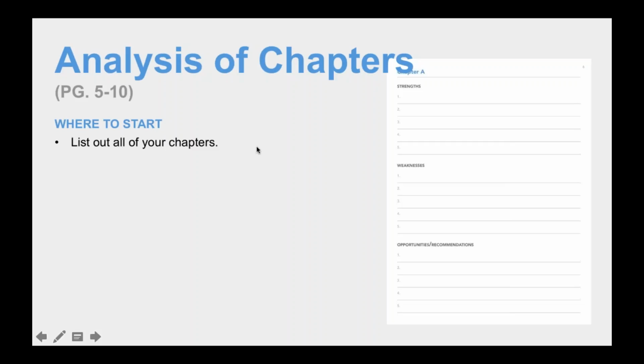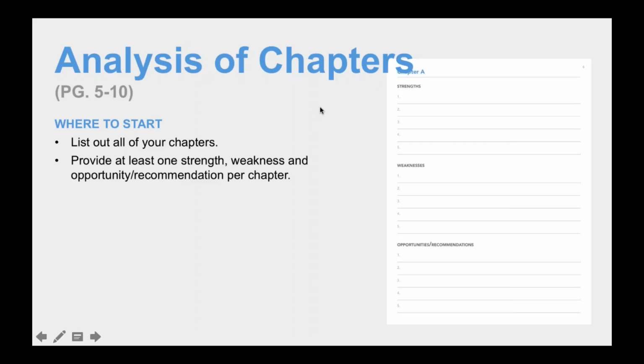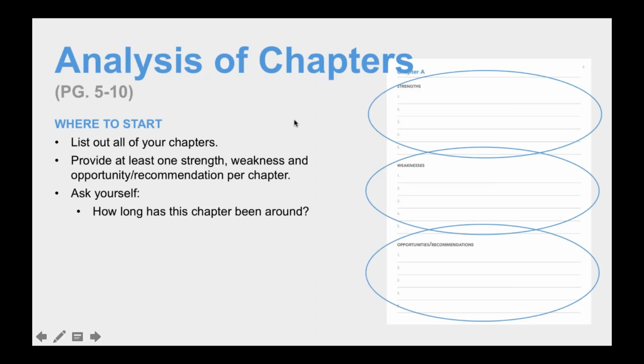Segmenting them can be a really good exercise because you can start to figure out why, and try to get the troublemakers to be more like the all-stars. Provide at least one strength, one weakness, and one opportunity or recommendation per chapter. If you take the time to do this across all of them, those will boil up so you can see which goals you should be working on that will make the greatest impact. This is a really good exercise, and I'm going to allot time here on the slide.